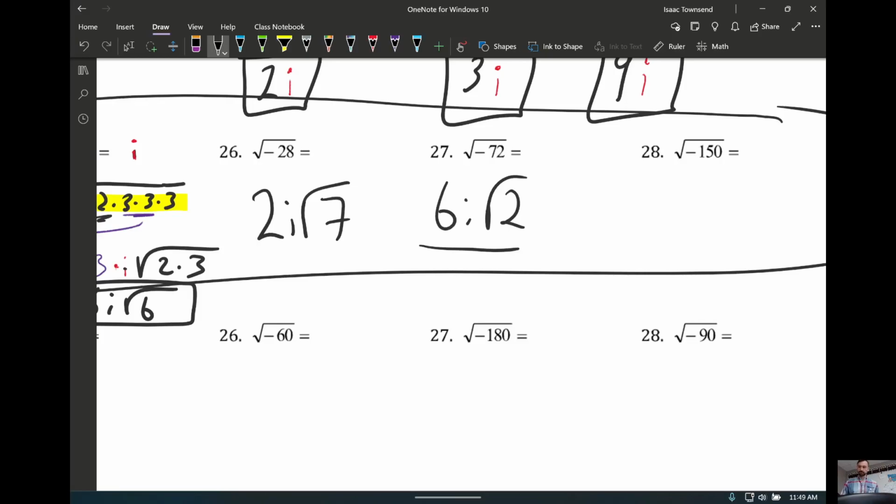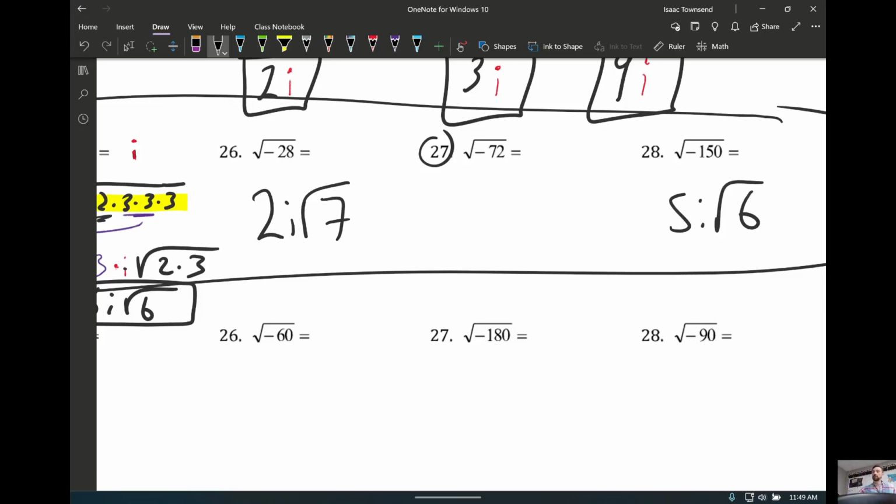I got a different answer on that one. Okay, what'd you get? 3i square root of 8. Okay, let's work this one in a second. That's the same thing. Yes, square root of 4, square root of 2. Yep, it's square root of 2, and you get 6. Yes, it's the same thing, just less reduced. 5i square root of 6.